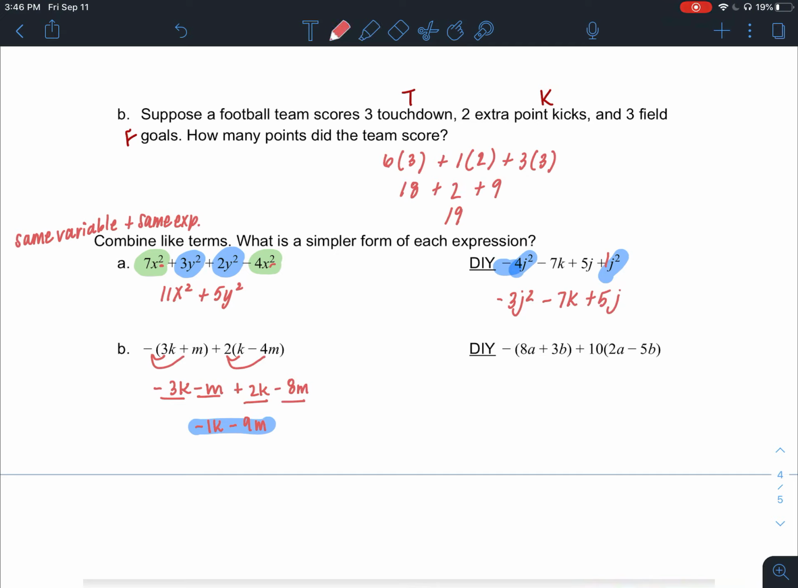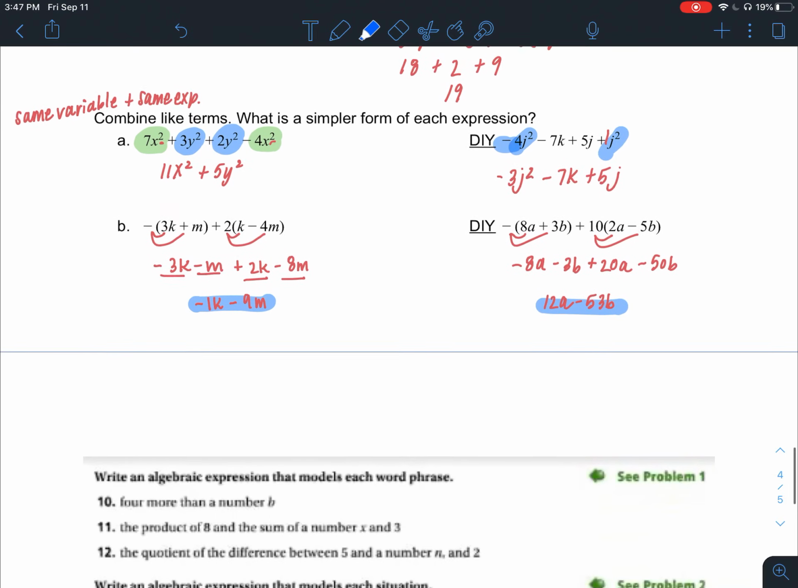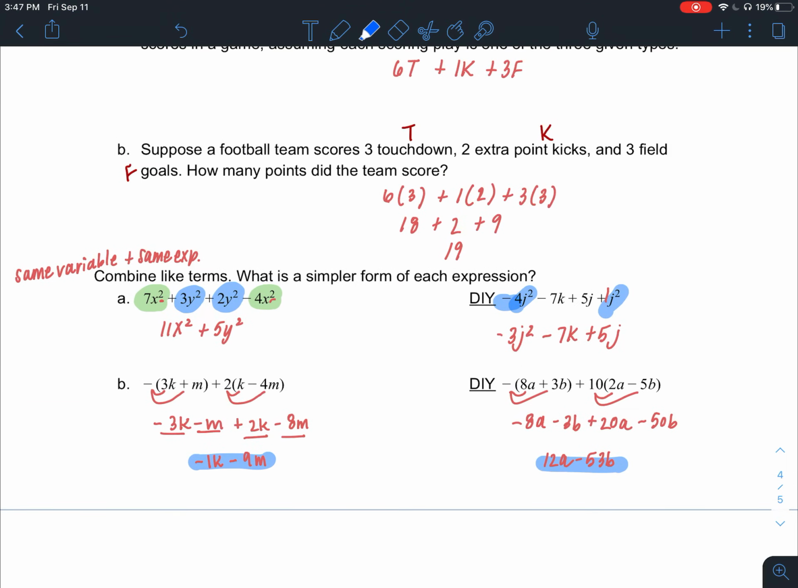What you should get is distribute these, and you get negative 8a minus 3b plus 20a minus 50b. Combining like terms, you get 12a minus 53b. So there are your answers, and that is it for today's notes.